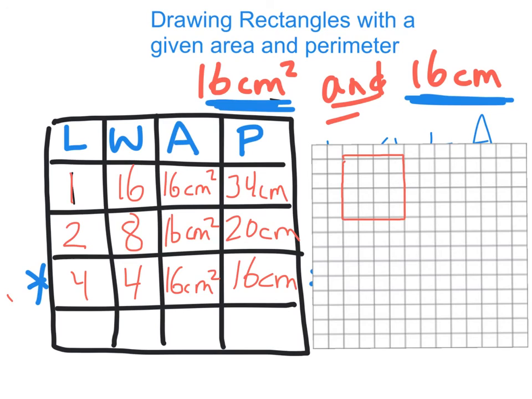Excellent. So remember, when you do this, always start by drawing your table and finding all the possible rectangles with the given area, find their perimeter, and then you'll see which one matches the description that you need. Good luck and have fun.